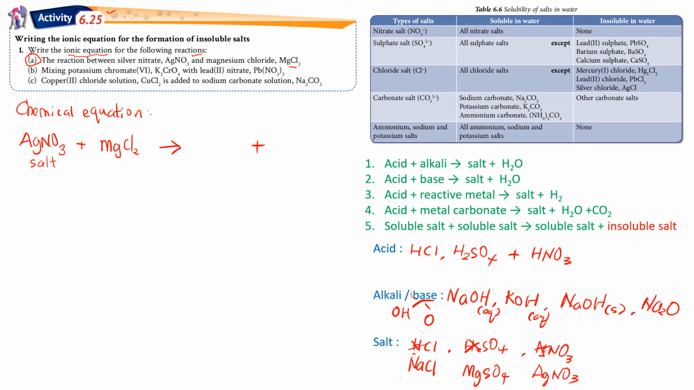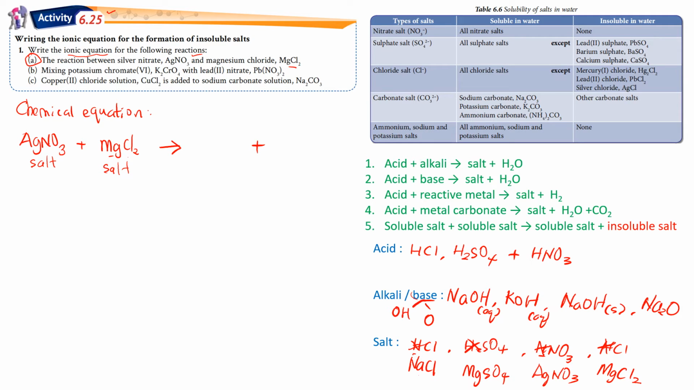How about magnesium chloride? Magnesium is a metal. Chloride is from hydrochloric acid, HCl. When the hydrogen is displaced by magnesium, it becomes MgCl2. So this one is also a salt. Both of them are salts.